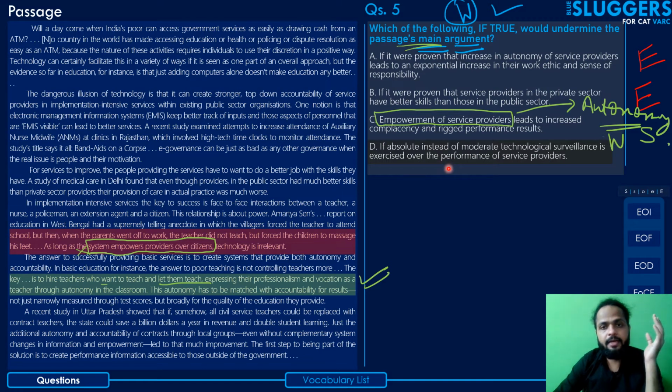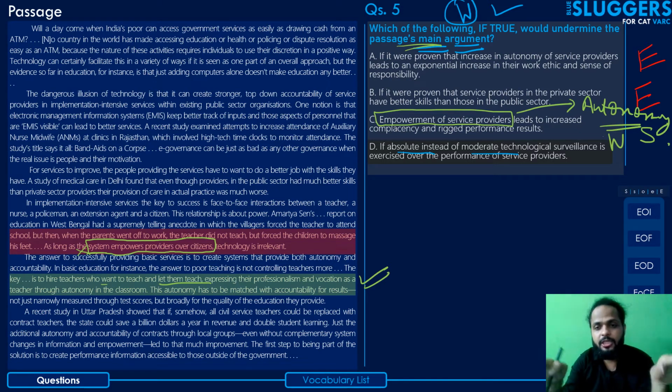If absolute instead of moderate technological surveillance is exercised over the performance of service providers. Okay, you can't weaken an argument that has not been made. The author has not made any argument related to absolute and moderate technological surveillance. He has not said that moderate technological surveillance does not really help, but absolute might, and still he is not going to provide that as a solution. And then you can come up and say, okay, now let's use absolute, and hence I've weakened your argument. No, it doesn't work that way.